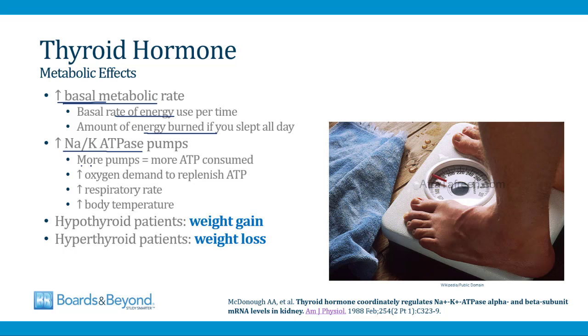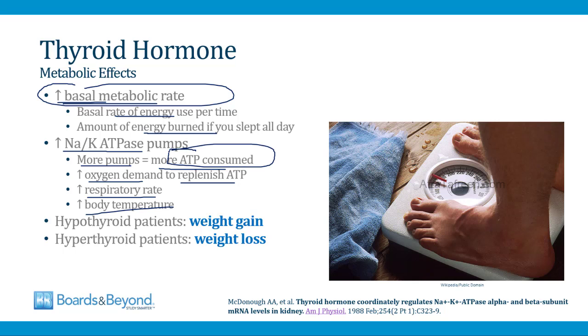Thyroid hormones cause more pumps to be present in cells, and that leads to more consumption of ATP by the body in general, and this is going to raise the basal metabolic rate. This also increases the oxygen demand because cells need to replenish the ATP they are consuming, and for this reason, thyroid hormones cause the respiratory rate to rise. They can also raise the body temperature because they cause more ATP consumption. And so clinically, what this means is that patients who are hypothyroid tend to gain weight because their basal metabolic rate is low. In contrast, patients who are hyperthyroid tend to lose weight, and that's because their basal metabolic rate is high.